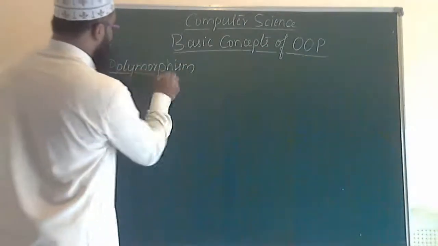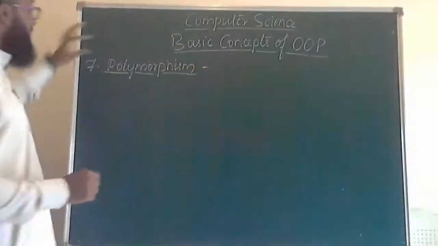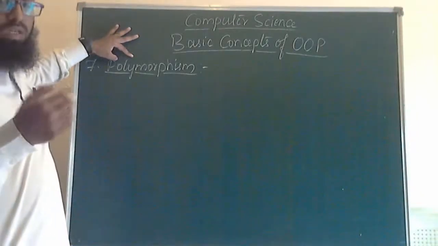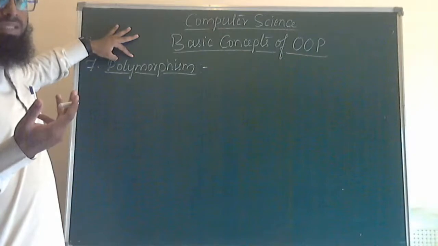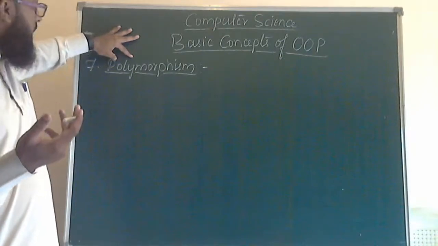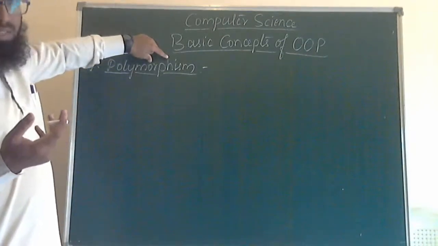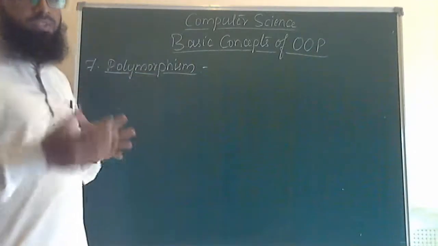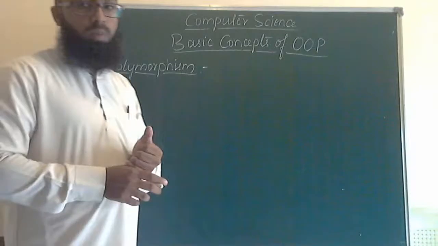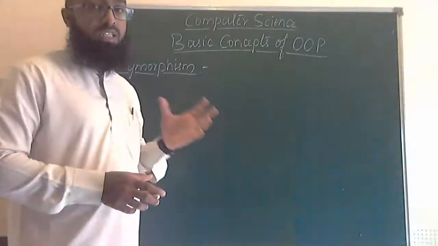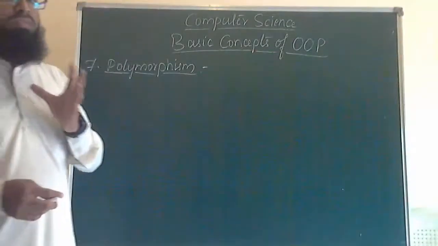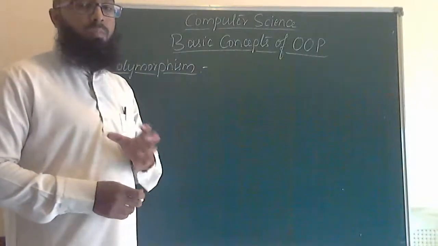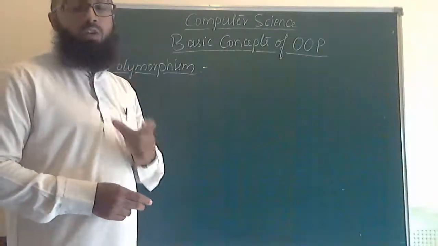What is meant by polymorphism? Poly means multiple, mono means single. So polymorphism is a feature of object-oriented programming which takes more than one form, based on the type of argument.